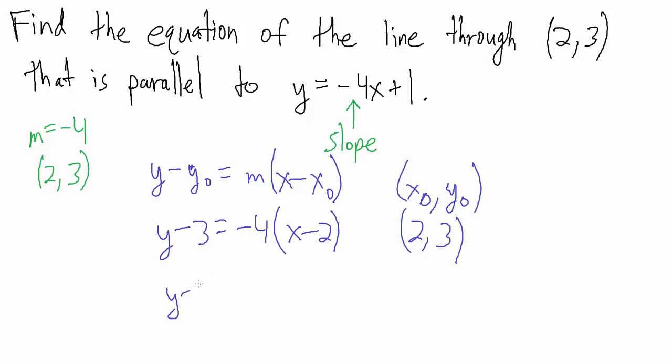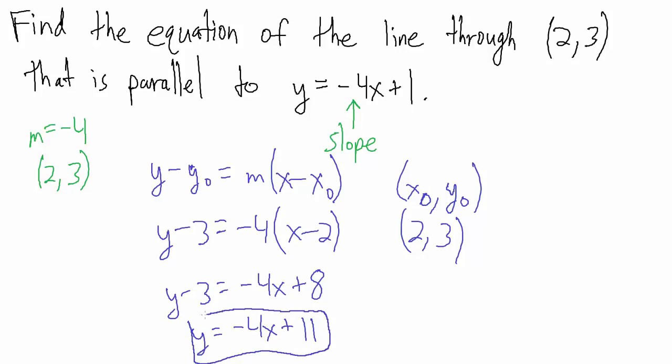Just a couple steps here. If we first distribute the negative 4 on the right-hand side, negative 4 times x is just negative 4x, and then negative 4 times negative 2 is going to give us a positive 8. So now y minus 3 equals negative 4x plus 8. The very last thing to do is add 3 to both sides, and then we get y equals negative 4x plus 11. And that is the solution to this problem.